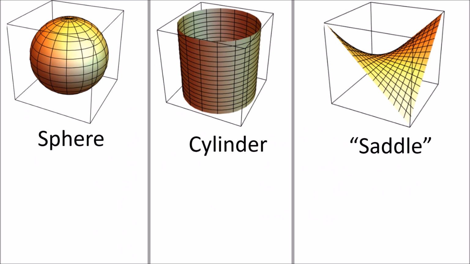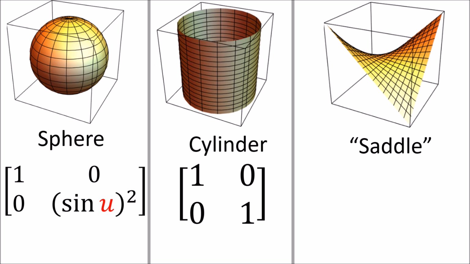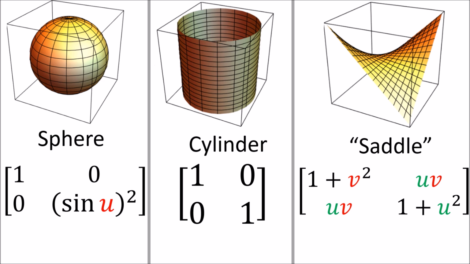But the main takeaway of this video is that when we study surfaces intrinsically, they all have their own metric tensor field that gives you the rules for measuring distance at various places in the curved space.